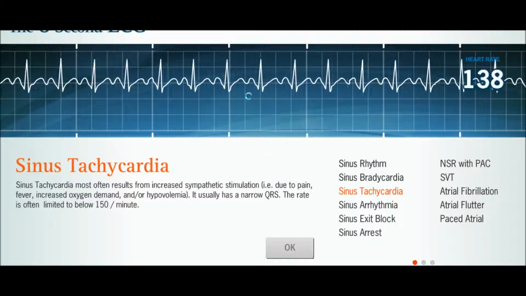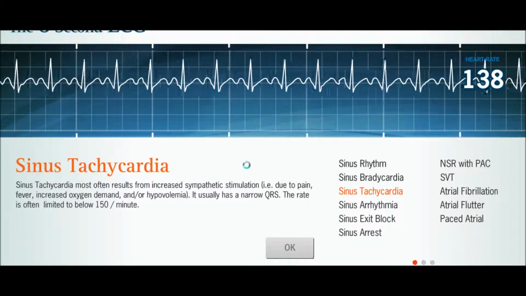If you note up here, we have a narrow QRS complex. And the rate is typically below 150 beats a minute, but greater than 100.